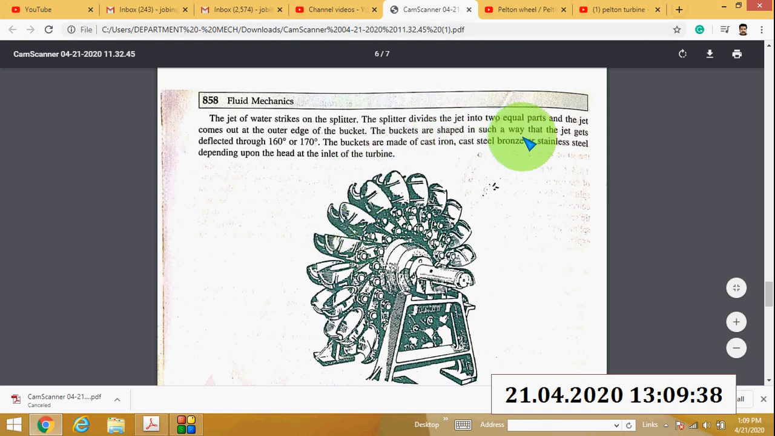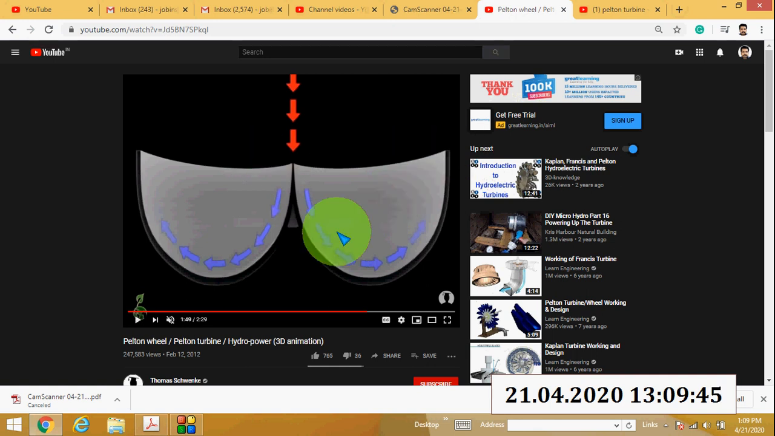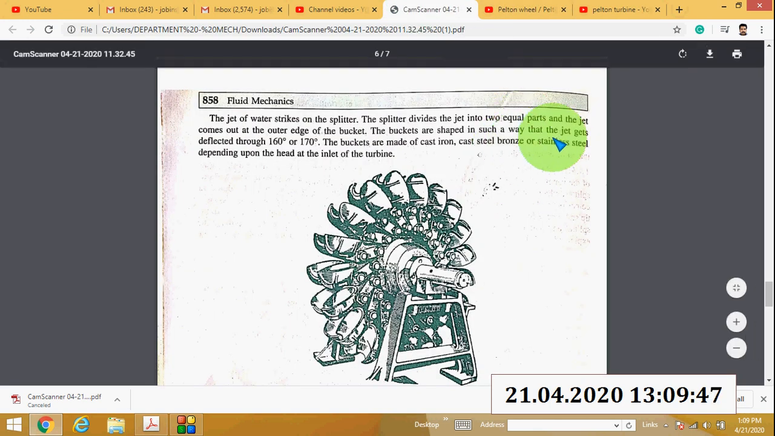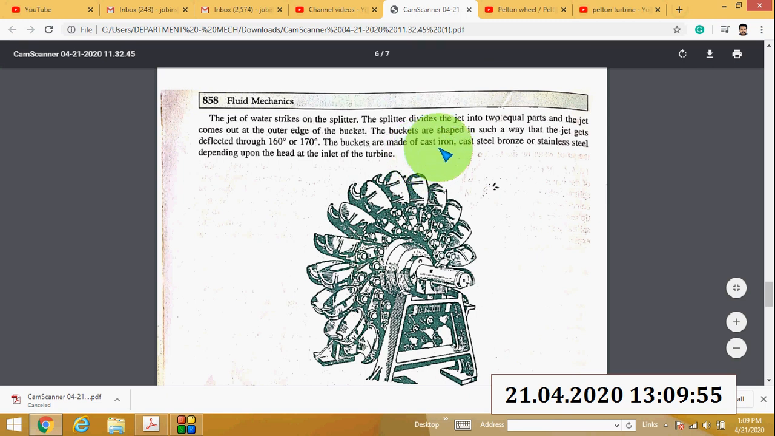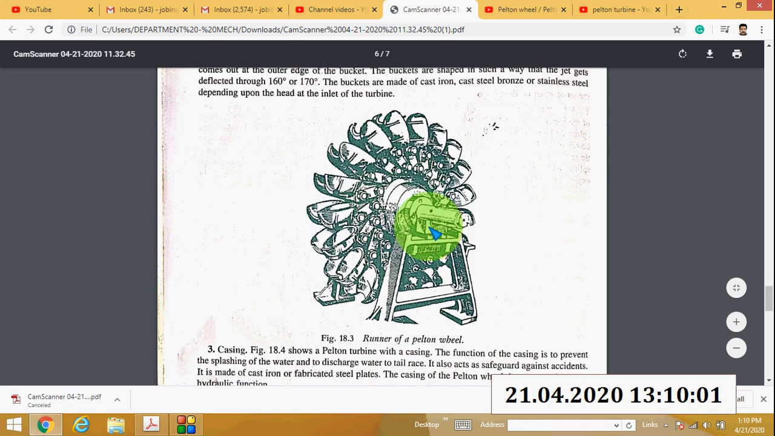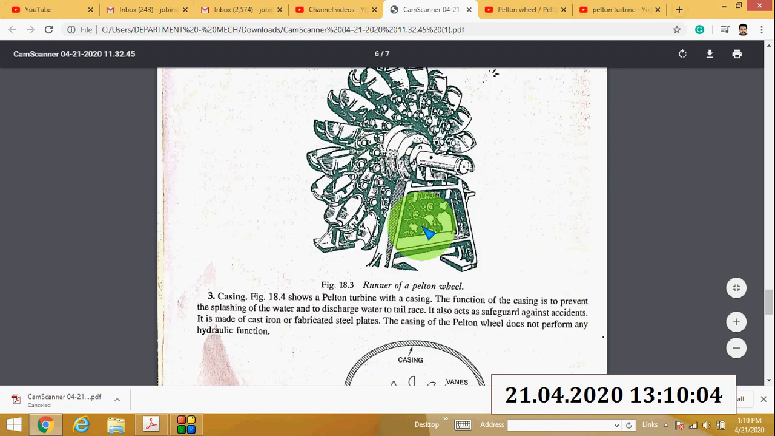The buckets are shaped in such a way that the jet gets deflected through 160 degrees or 170 degrees. Then these buckets are made of cast iron, cast steel, bronze or stainless steel, depending upon the head at the inlet of the turbine. So that is the second point.